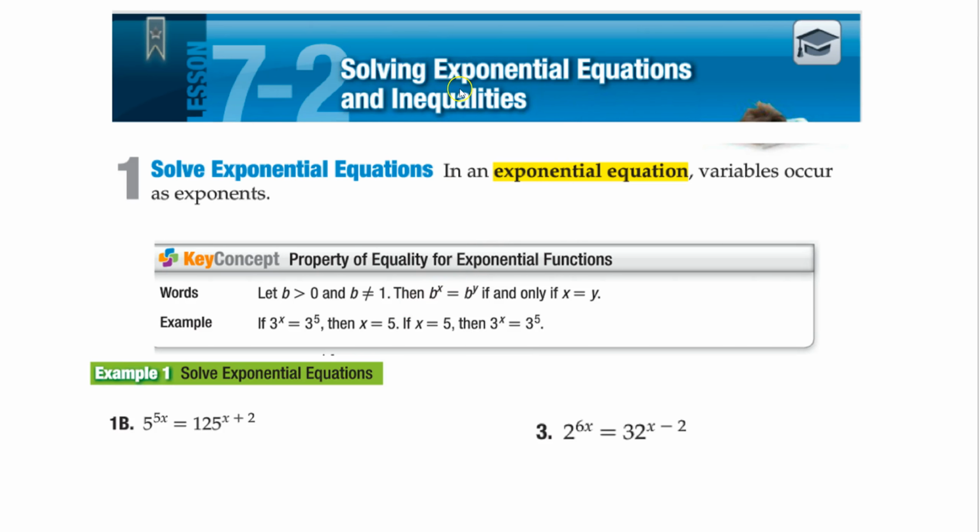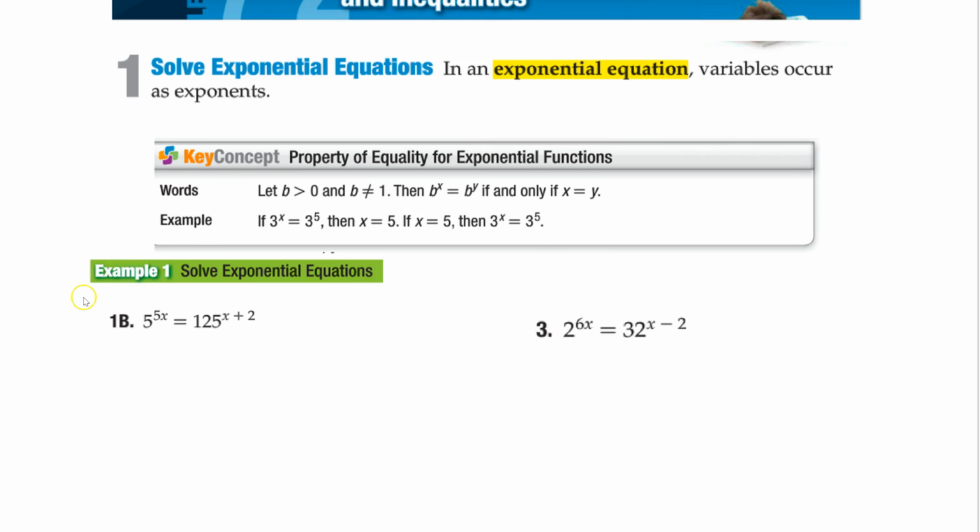7.2, solving exponential equations and inequalities. So we're going to talk about how to solve exponential equations. The key thing is right here. Here is the key, and that is get the same base.